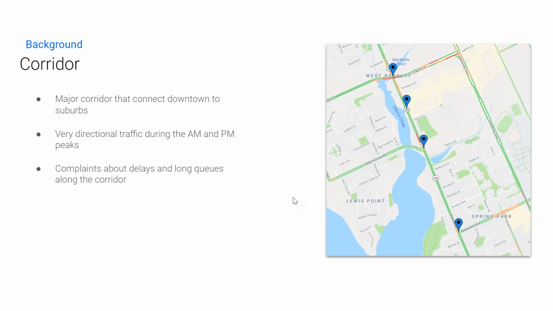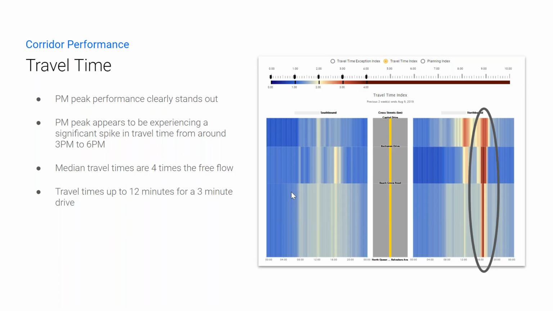This is a corridor that connected a downtown area to the northern suburbs, so lots of directional traffic during the AM and PM peak. During the AM peak, it was more going southbound, and during the PM peak, it was coming northbound. So there seem to be lots of complaints around long queues and delays along the corridor. So our equipment was installed to get a better view and better visibility into what's happening along this corridor and whether it can be addressed or not.